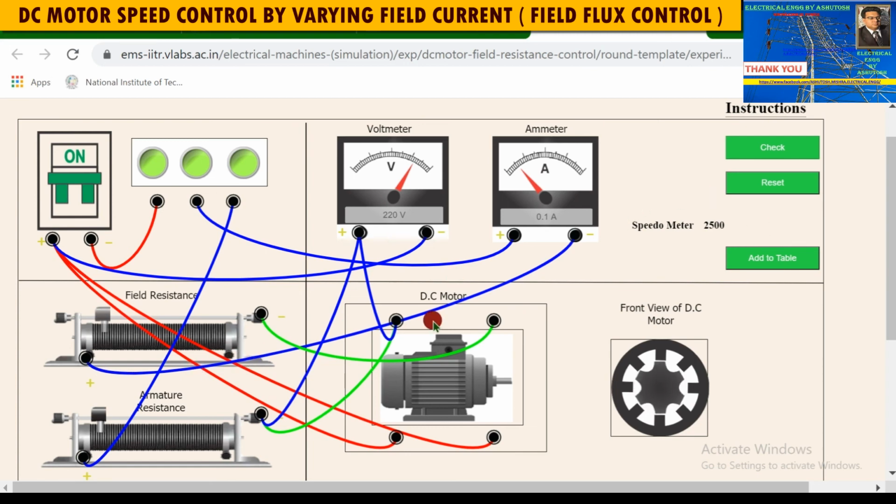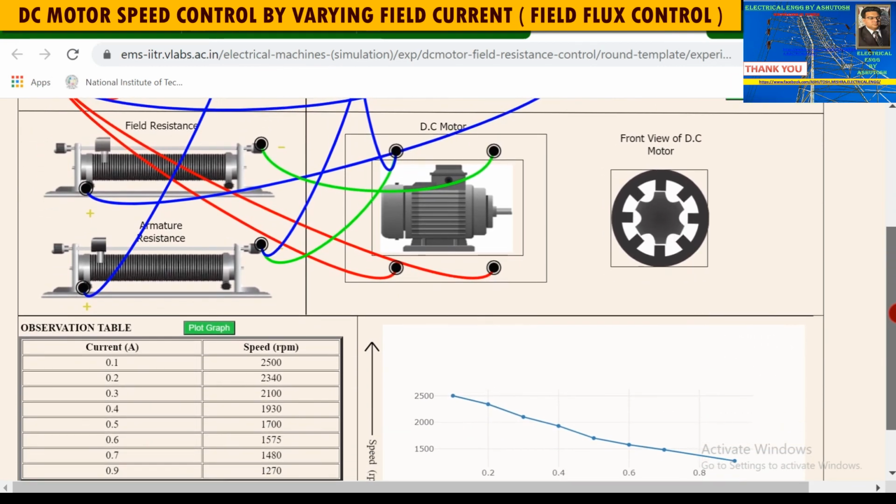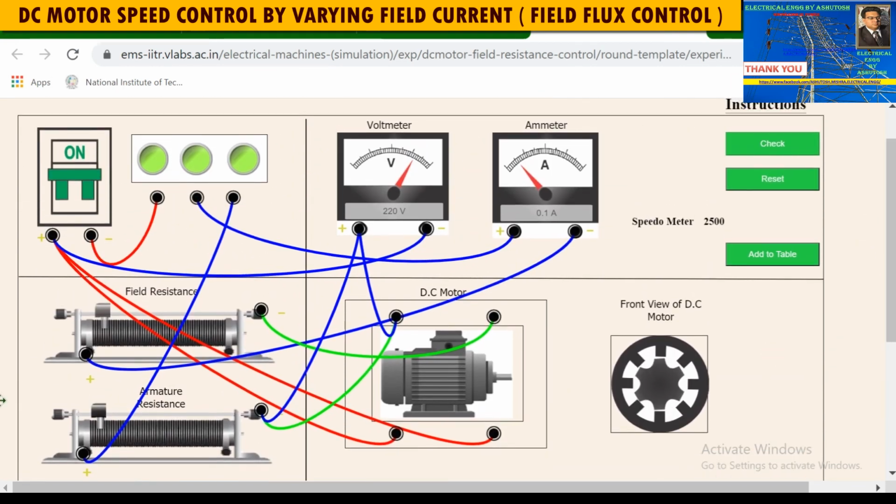So guys, in this fashion you can also simulate the speed control method of DC motor in the virtual lab, by the field flux control method, and plot the different characteristics of DC motor.